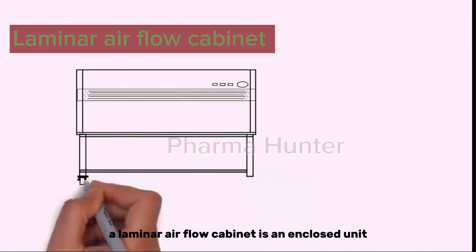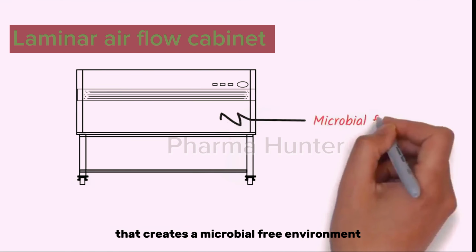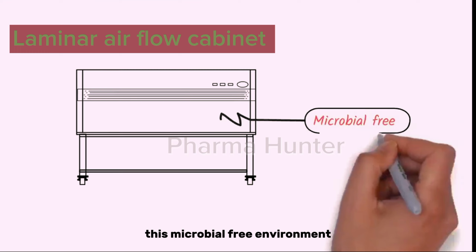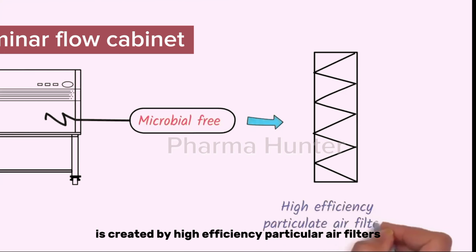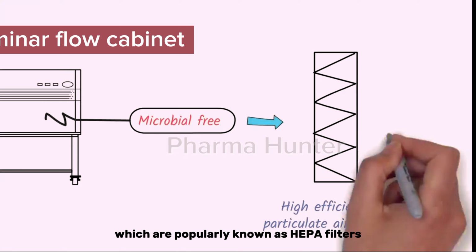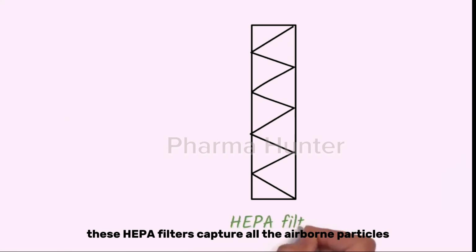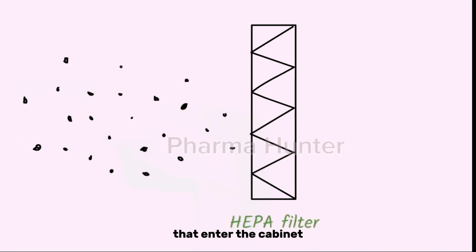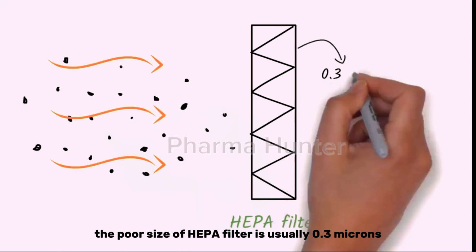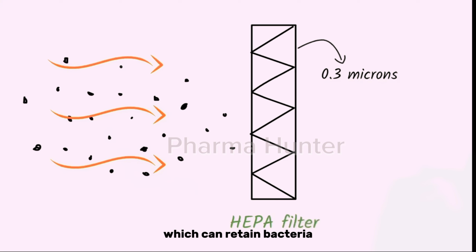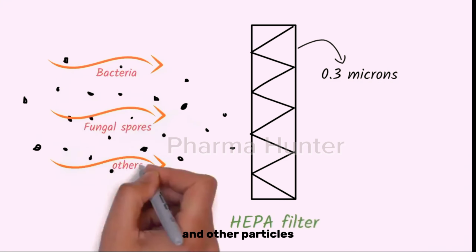A laminar airflow cabinet is an enclosed unit that creates a microbial-free environment. This microbial-free environment is created by high-efficiency particulate air filters, which are popularly known as HEPA filters. These HEPA filters capture all the airborne particles that enter the cabinet. The pore size of a HEPA filter is usually 0.3 microns, which can retain bacteria, fungal spores and other particles.